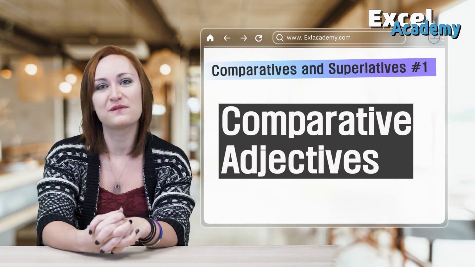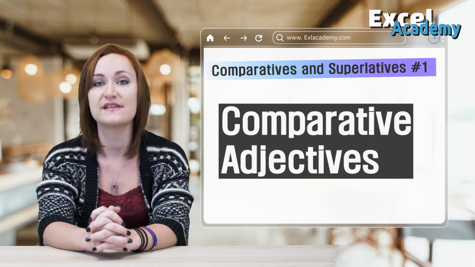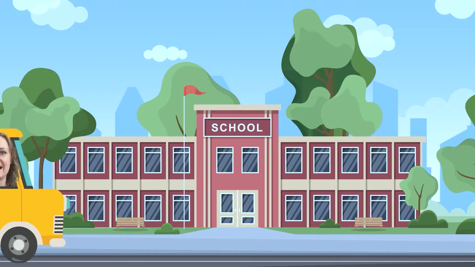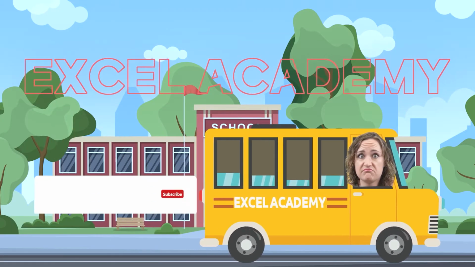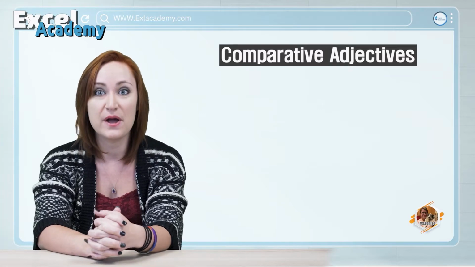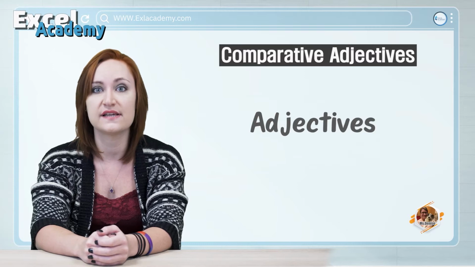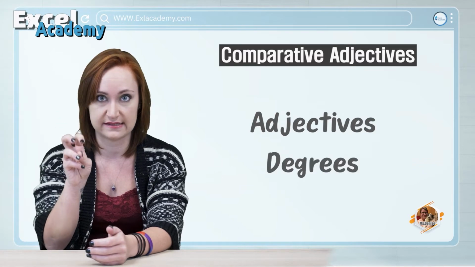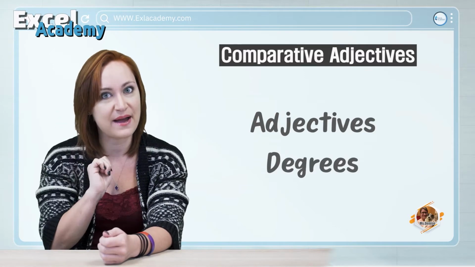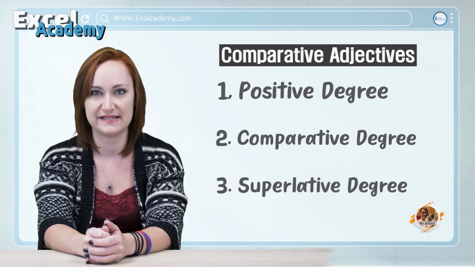Welcome to our four-part video series on comparatives and superlatives, Excellians. In this video, we will learn about comparative adjectives. Adjectives have what are called degrees, and there are 3 of them: positive, comparative, and superlative.